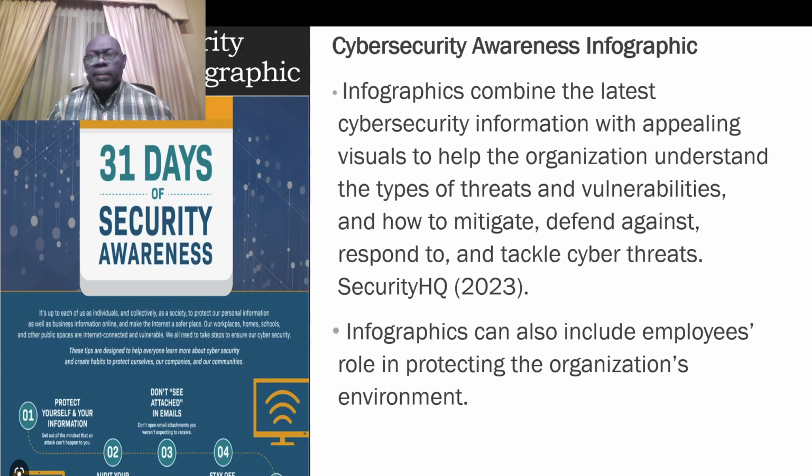Infographics combine the latest cybersecurity information with appealing visuals to help the organization understand the types of threats and how to mitigate, defend against, respond to, and tackle cyber threats. Infographics can also include employee roles in protecting the organization's environment.